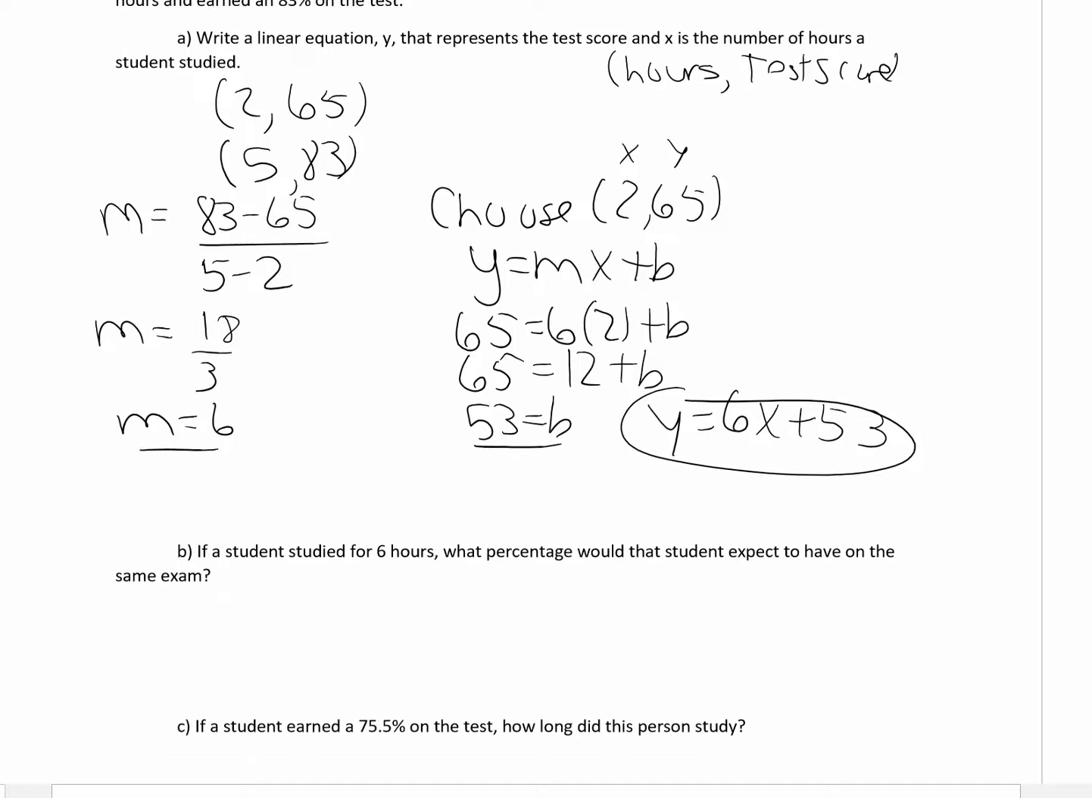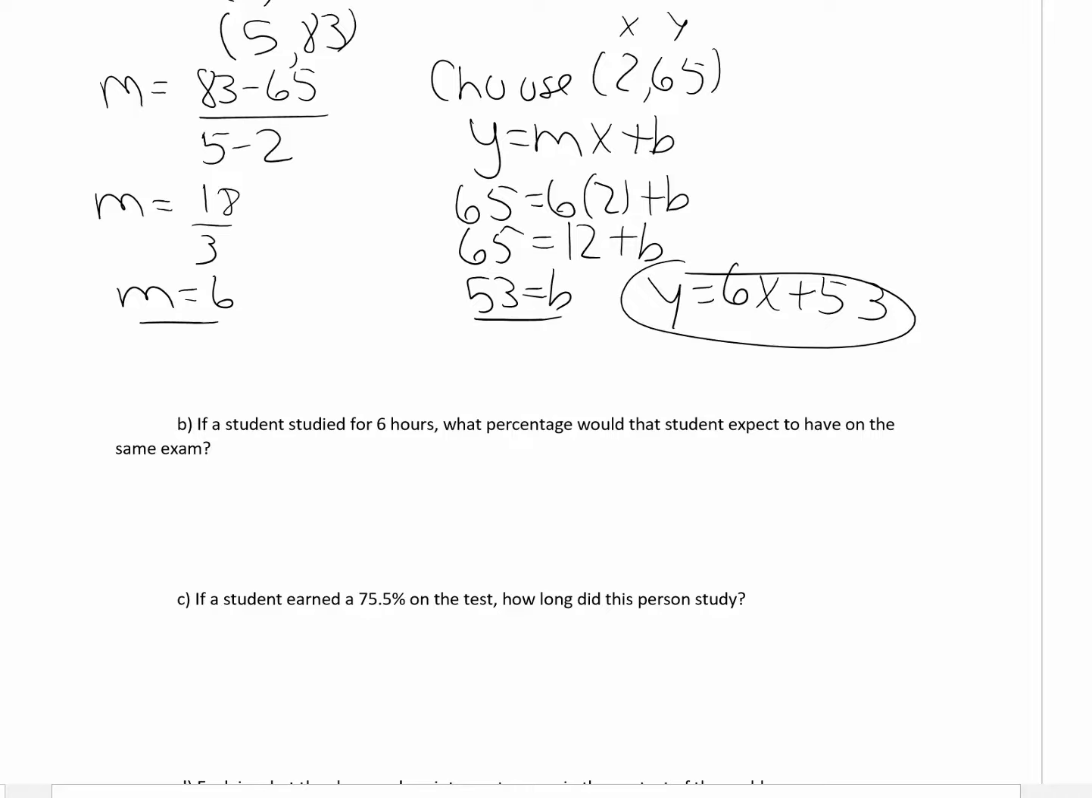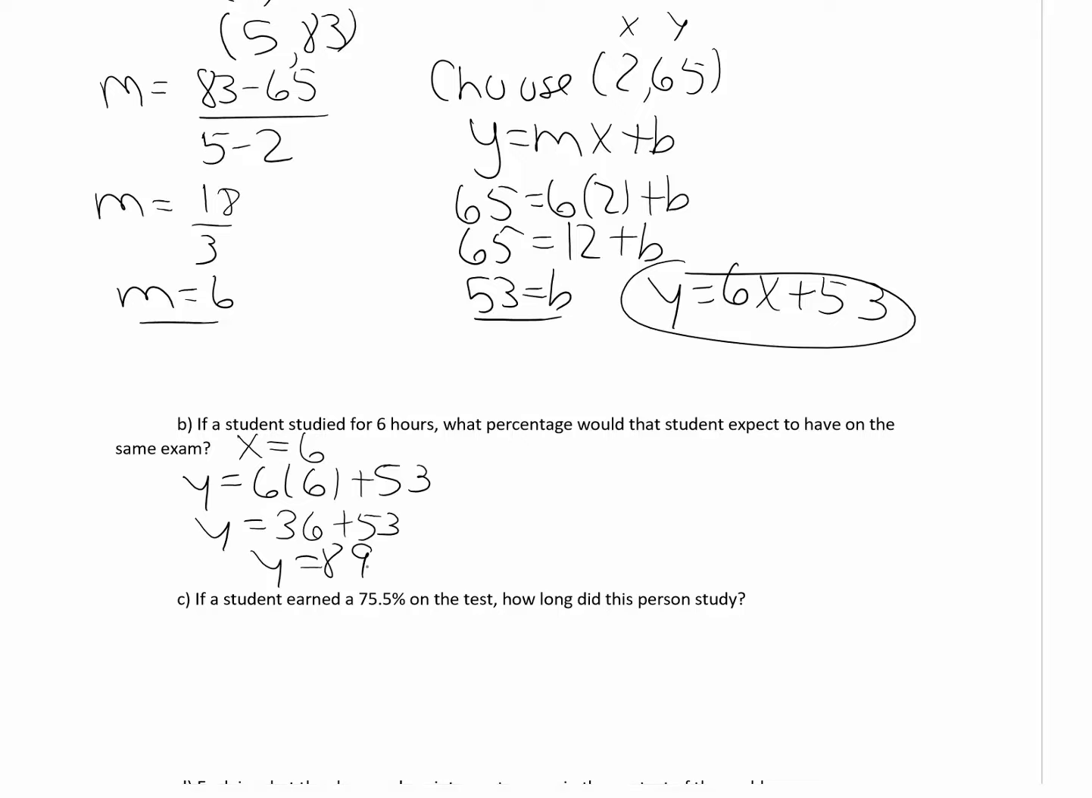Okay, let's do part B then. If a student studied for 6 hours, what percentage would that student expect to have on the same exam? The hours is the x, so I'm going to put in x equal to 6. Okay, so the student would expect to have an 89% on the exam. So let's write this out.